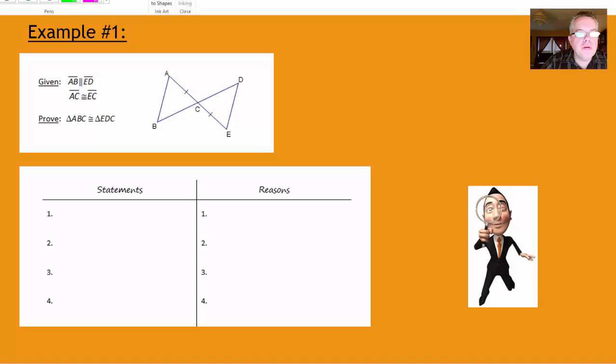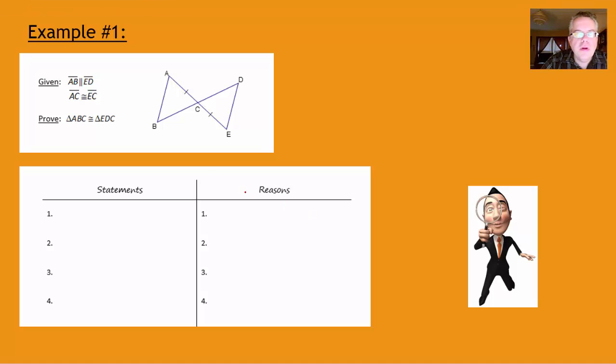Here we have our typical two-column proof problem. We have some given information and something we're supposed to prove, and here are the two columns ready for us to go. Remember, on the left go the statements, on the right go the reasons. The idea is that we start with the givens and logically proceed to conclude what it is we are to prove. So let's take a look at the given information.